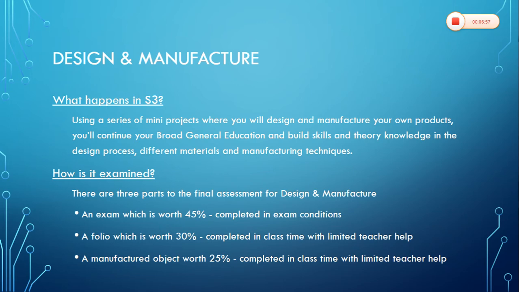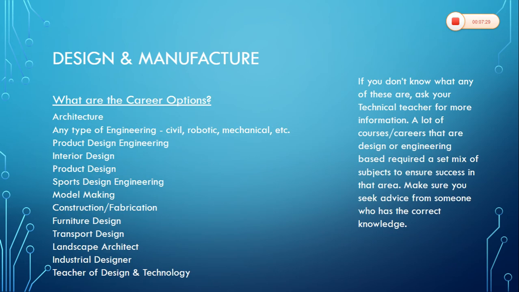How is it assessed? Well, at the end of 4th year, there would be an exam that's worth 45% of the marks. There would be a folio showing how you come up with your design, all the different design processes, all the thought processes that you went through, all the questions that you had to ask yourself. Maybe you did some product testing, asked other people about your design. Your folio would show all of that work. And then finally, 25% of your mark is you would go on and you would make that design in the workshop.